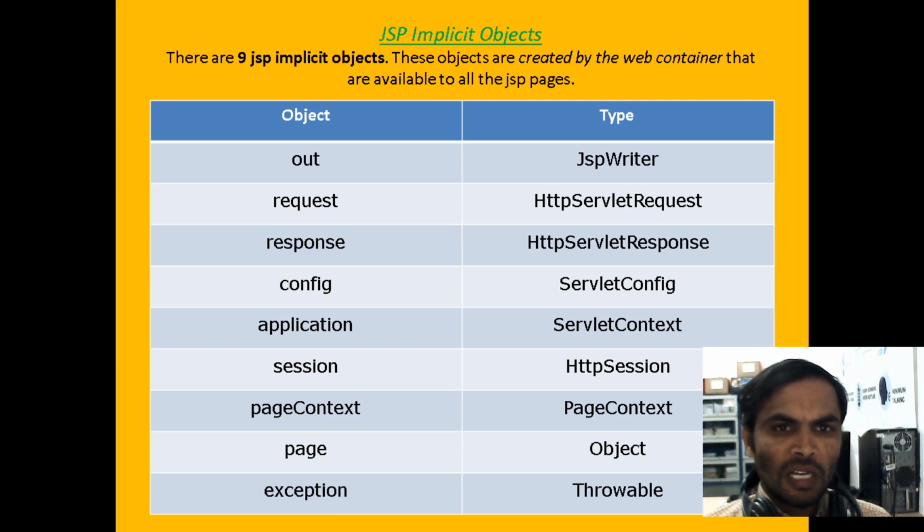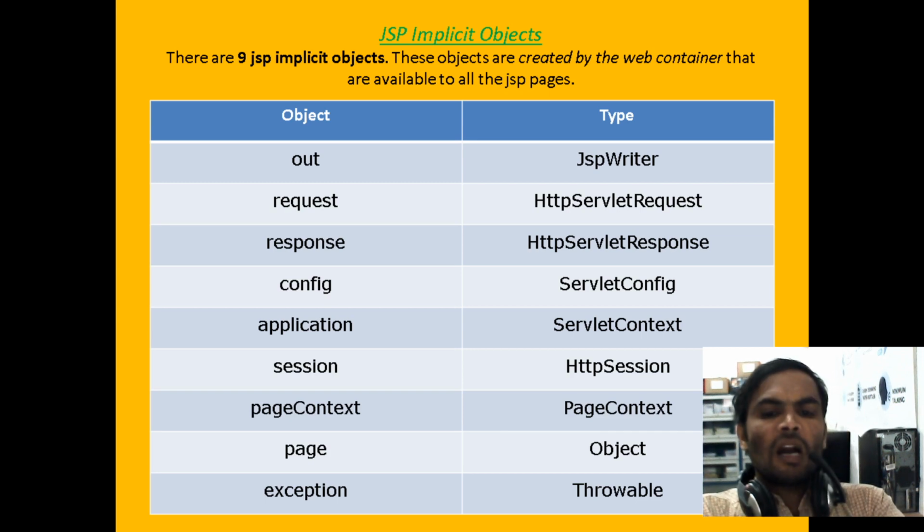Now what are the 9 implicit objects? We have the out object, request object, response object, config object, application object, session object, page context object, page object, and exception object. These 9 objects are created internally by the web container or web server.